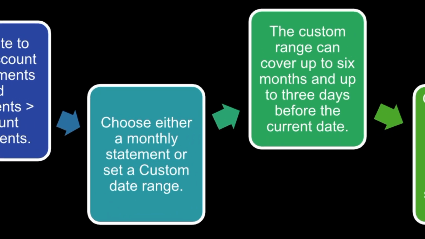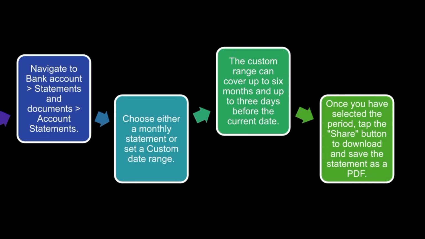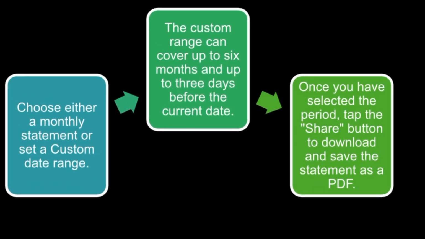Now for custom range, you can select for up to 6 months and up to 3 days before the current date. Once you have selected the period, tap the share button to download and save the statement as a PDF.